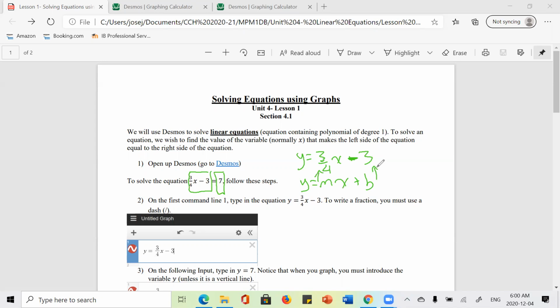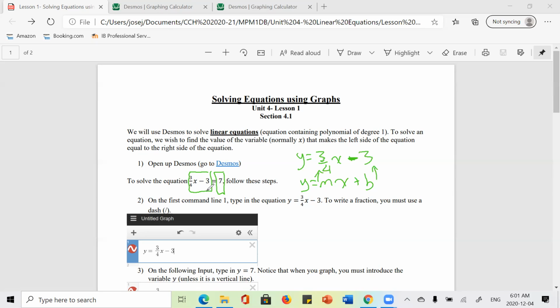What we're essentially trying to figure out is, when does this line equal 7, right? That's really what we're trying to do when we solve graphically. Instead of solving it algebraically, we're going to find out what these two lines look like, and then find out where they intersect. That's really our goal, to find out where these two lines meet each other.